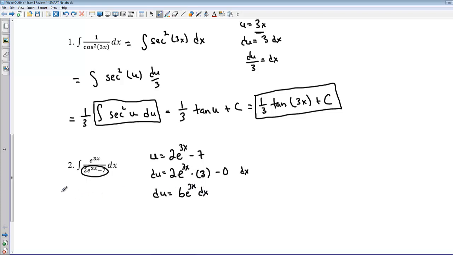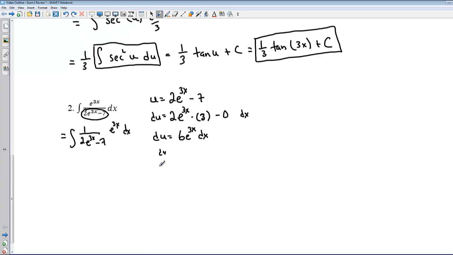And I'm about ready to make my substitution. I might clean this up just a little bit so it's really clear what I'm doing. So I can write this as 1 over e, 2 times e to the 3x minus 7. And I can write that e to the 3x on the outside here times dx. And notice I can divide both sides out by my 6. So du divided by 6 is equal to this e to the 3x dx. And then I have it. So on this thing here, that's my u.